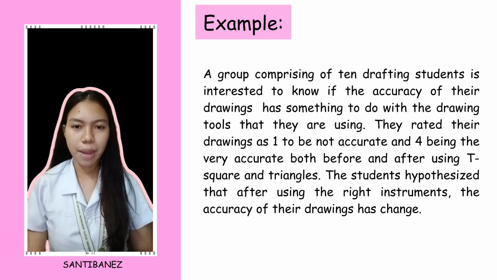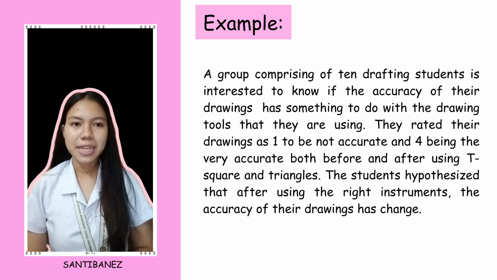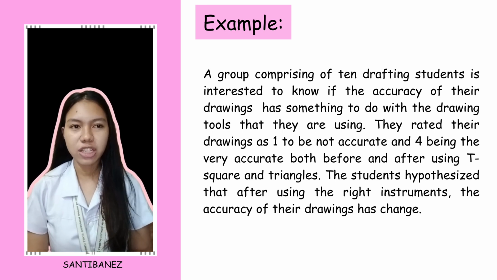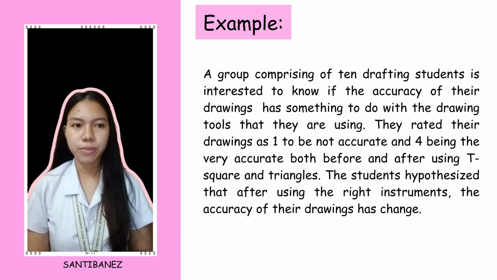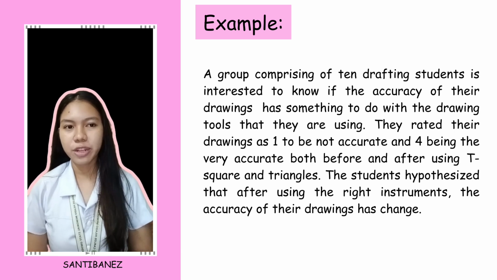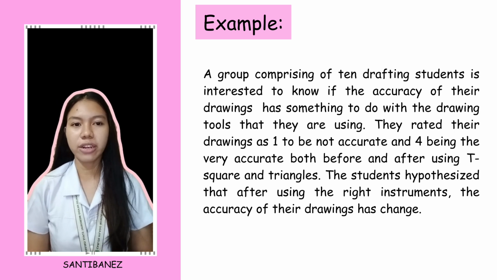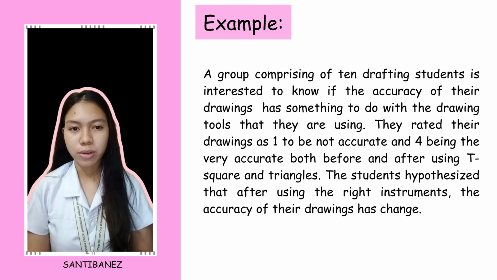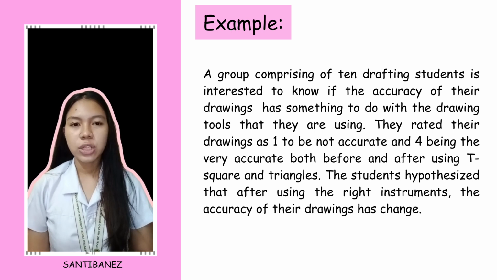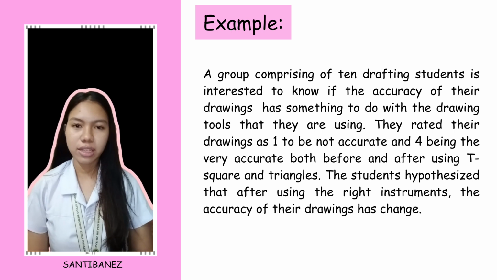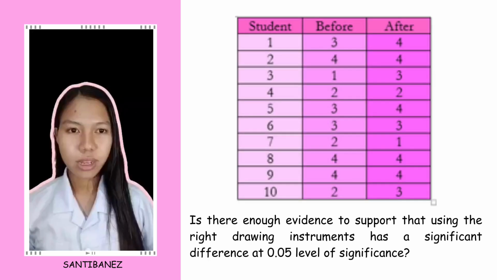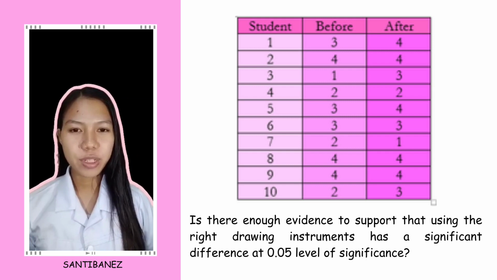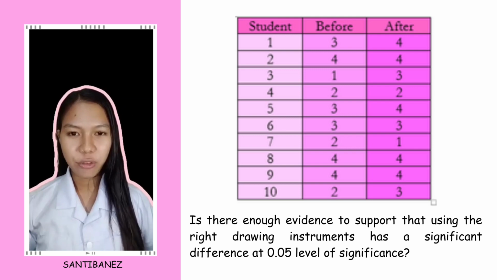So here is our sample problem. A group comprising 10 drafting students is interested to know if the accuracy of their drawing has something to do with the drawing tools that they are using. They rated their drawing from 1, not accurate, to 4, very accurate, both before and after using T-squares and triangles. The students hypothesized that after using the right instruments, the accuracy of their drawing has changed. Is there enough evidence to support that using the right drawing instrument makes a significant difference at the 0.05 level of significance?